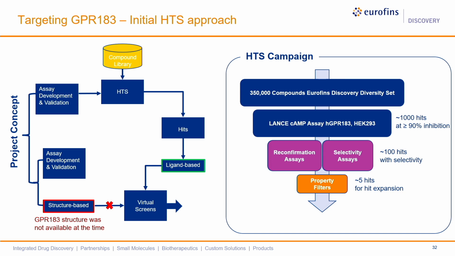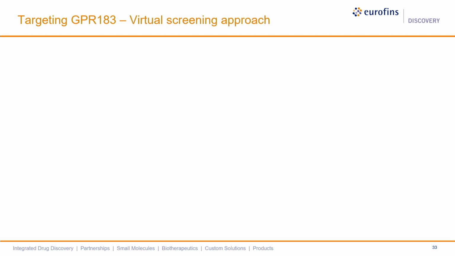We screened 350,000 diversity set compounds in a LANCE cyclic AMP assay against human GPR183 in HEK293 cells. From this HTS campaign, we got around 1,000 hits at greater than or equal to 90% inhibition. These hits were then filtered through reconfirmation assays such as IP1 and selectivity against key GPCRs, and the number went down to around 100 hits. These 100 hits were further reduced to 5 hits based on ADME predictions, discussions with medicinal chemists, and identifying novel chemical series. These 5 hits were then the input for the virtual screening.